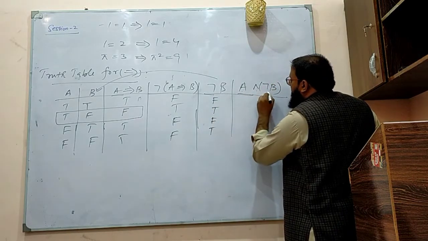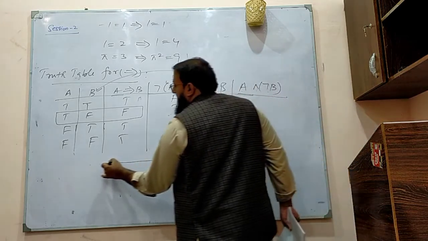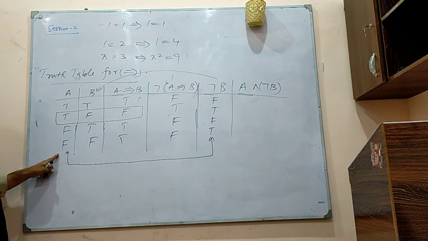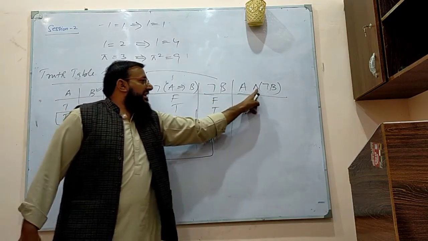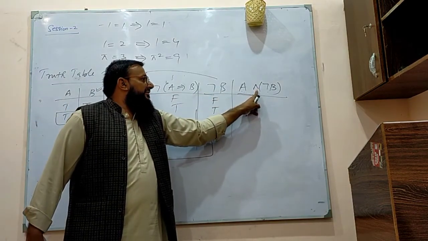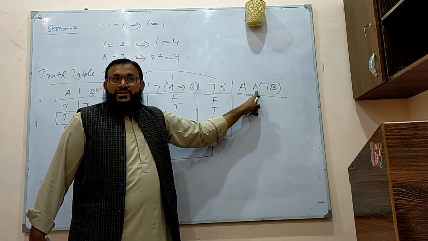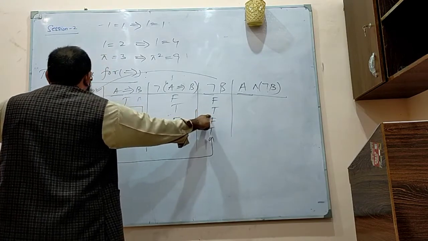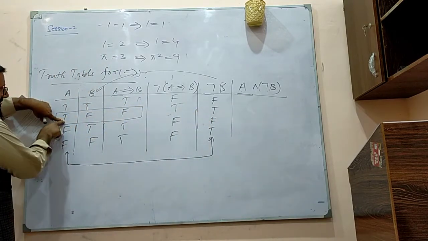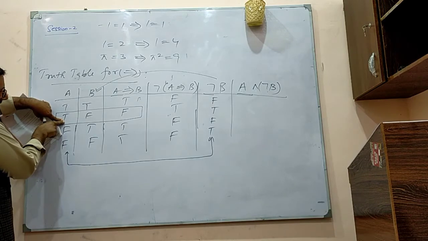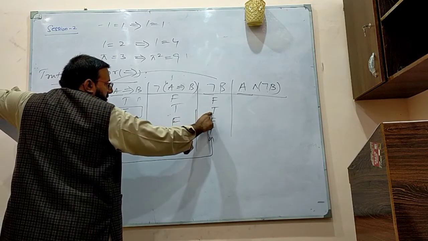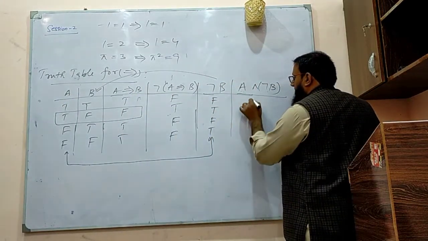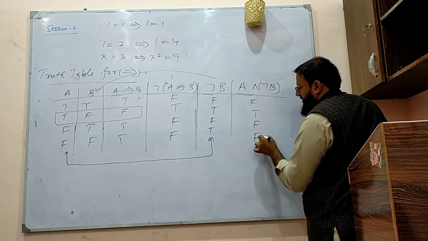Then A and negation of B means take this, this is A, this is negation of B. What do I have to take? For AND, what do you need to do? Both must be true. You have to find where both are true. This is true, this is true. So in this case the result is True, and the remaining will be False.